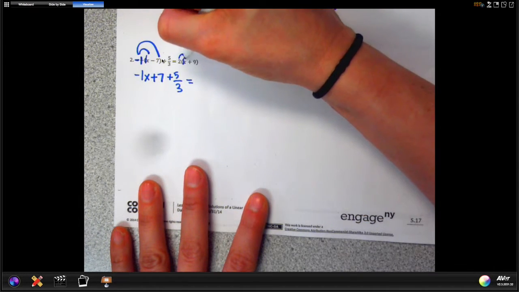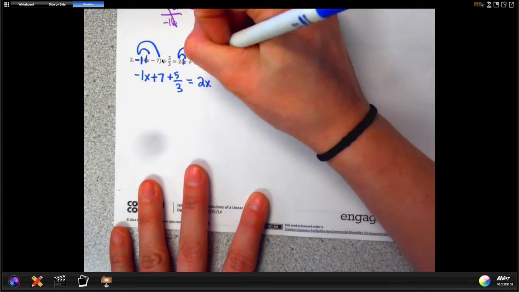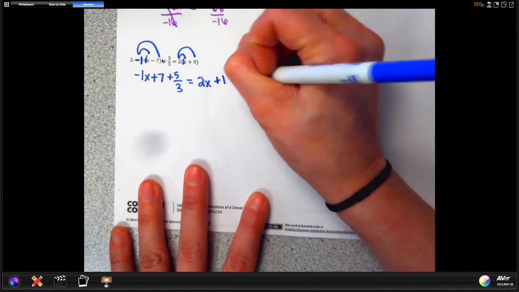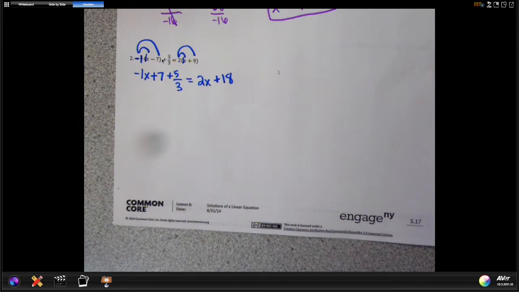2 times 1x is 2x. And then 2 times 9 is going to be +18. Okay, and so now you have an equation that has no parentheses in it, and if you desire, you can use the chart method again, which I'm going to show again on this one as well.